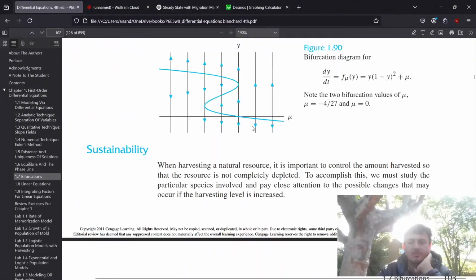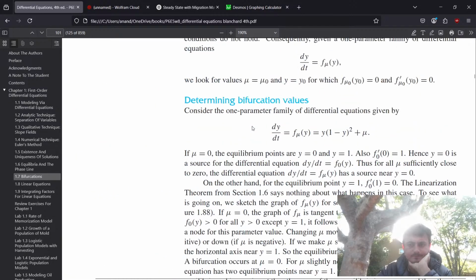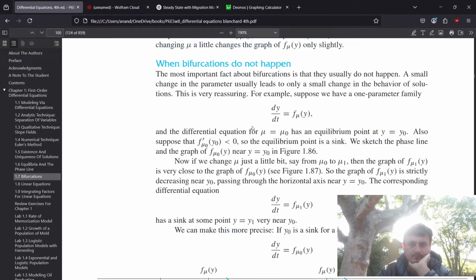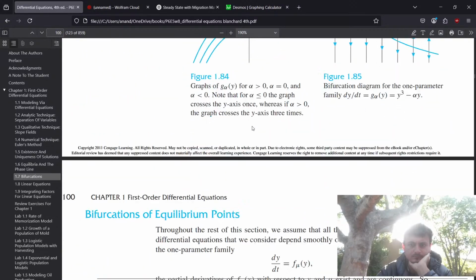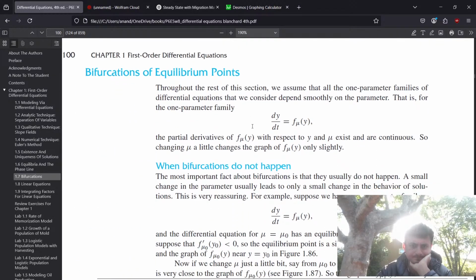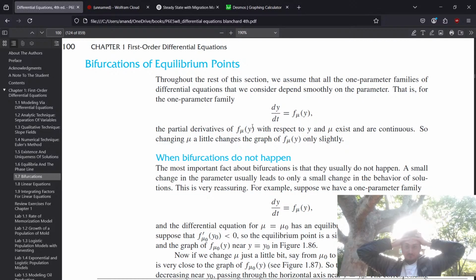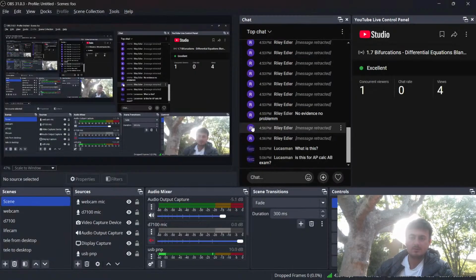Okay, so we looked at some of the problems. Now we can... All right, so we looked at this. What is this? Is this for... no, it's not.